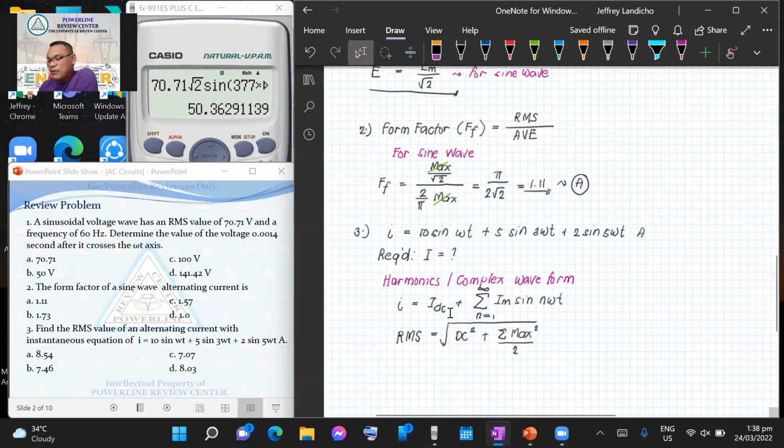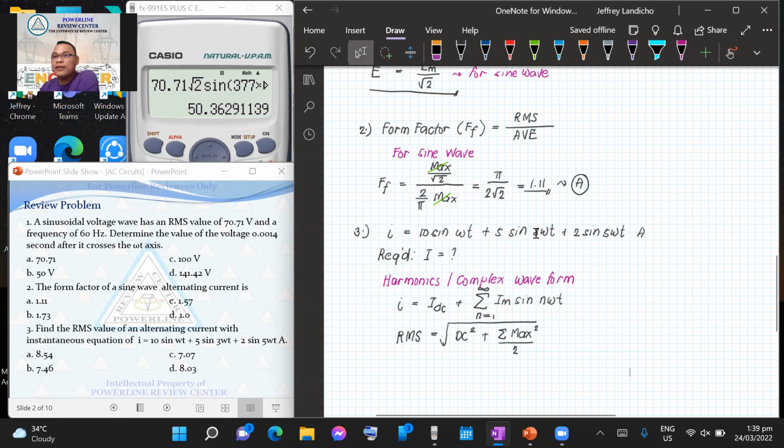So itong DC component, that is the constant part dun sa ating instantaneous equation. So kung wala yung constant part, alam mo na constant part yan kapag wala na yung ating sine functions. Okay? So dito, yung ating DC component or the constant part, that is only what? 0. Ang meron lang sa kanya is only the AC component. So ito yung mga maximum value per AC component. The maximum value for fundamental harmonics. Tinatawag natin siyang fundamental harmonics since that is the reference frequency. So this is the third harmonics.